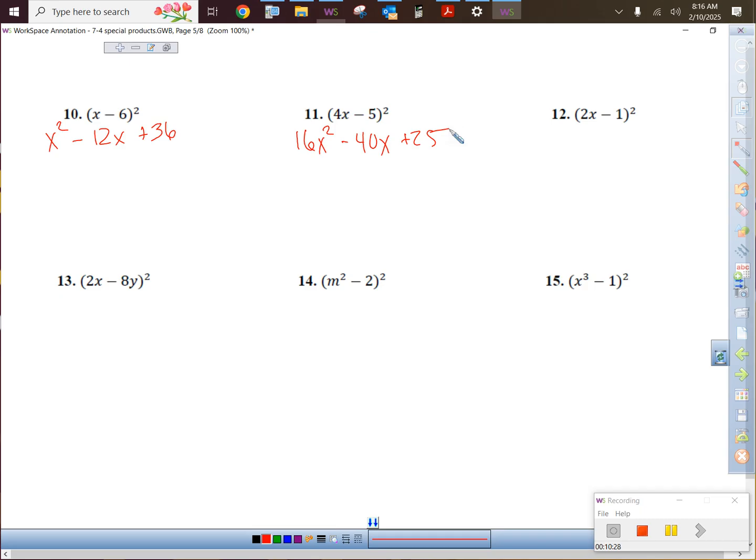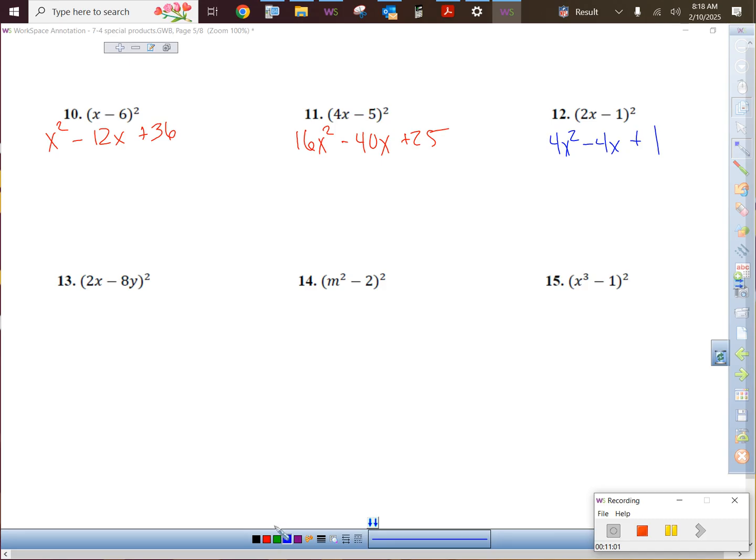And then just keep rolling. Square the first guy, twice the product, square the last guy. If you got 12 right, do 13, 14, and 15. Why don't you pause the video, get that done with a neighbor.